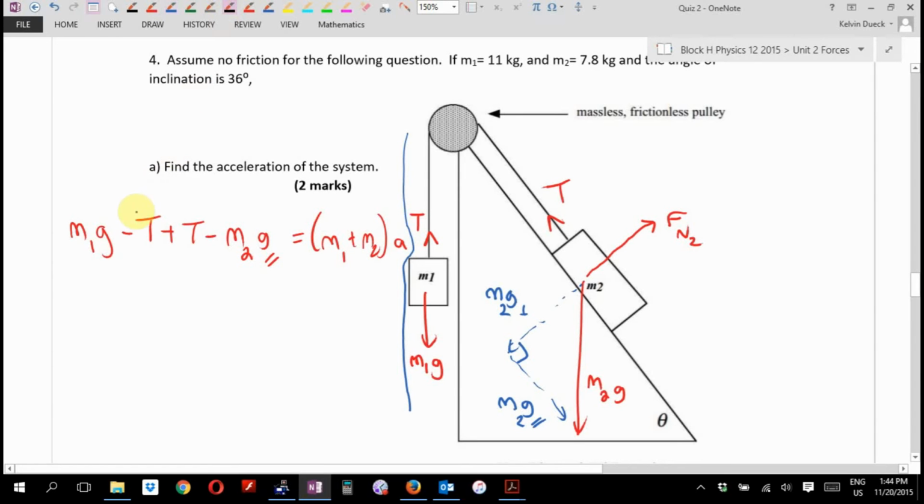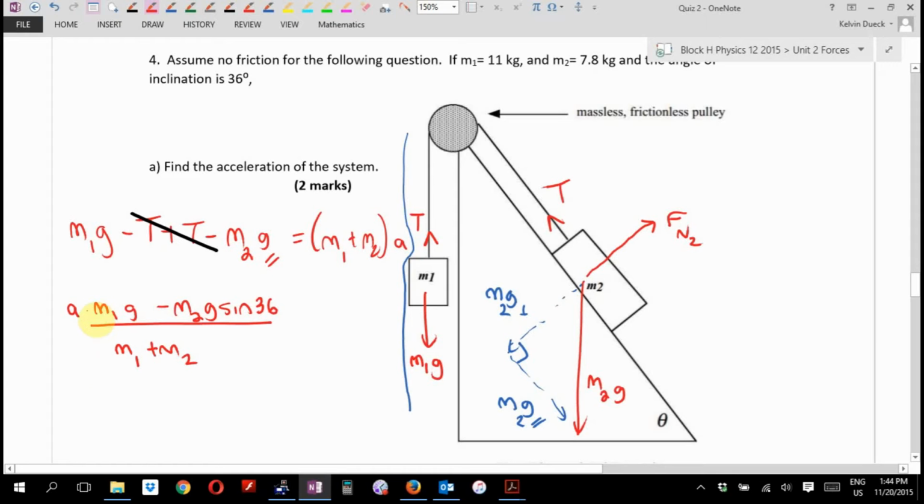Gotta be paying attention, kiddo. And you know what? I'm gonna get the A by itself already. I think it's gonna be divide M1 plus M2, and it's gonna be M1G take away M2G sine, what was theta, 36?